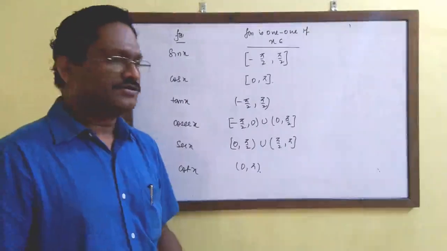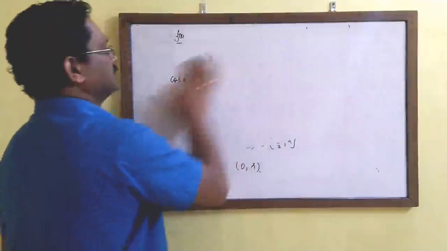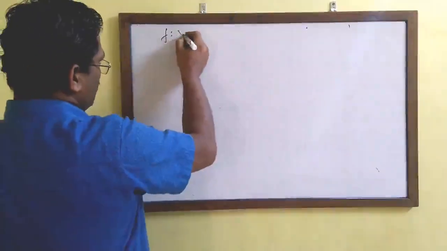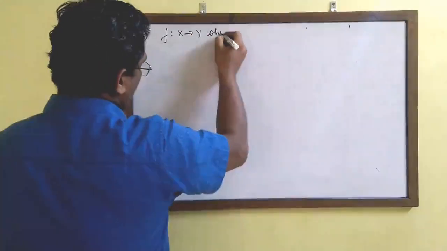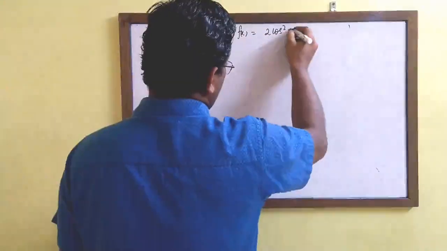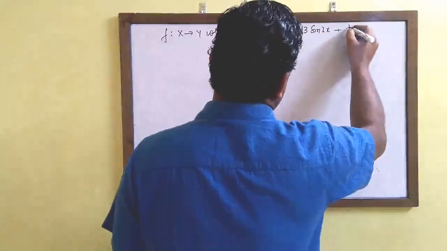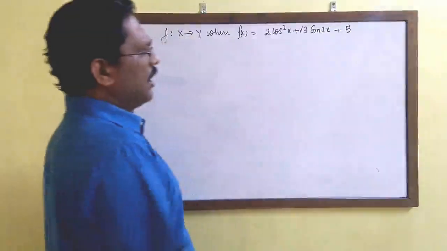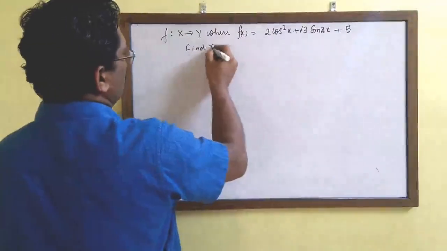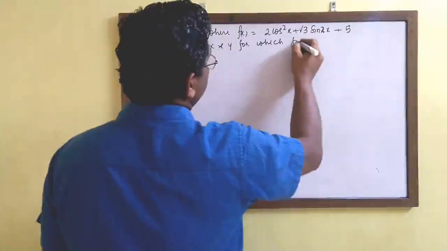Now let us see how it is applied in problem solving. Now let us take a small example, say f: X to Y, where f(x) is equal to 2 cos squared x plus root 3 times sin 2x plus 5. Now I am asking you to find X and Y for which f(x) is bijective.